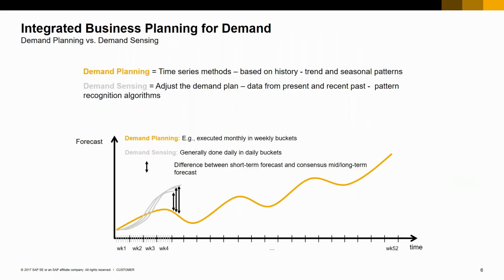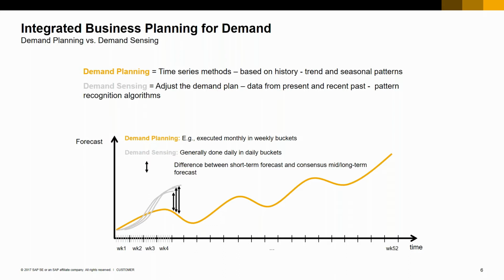If we talk a little bit about the difference between demand planning and demand sensing, really demand planning is more time series methods that we talked about, although we're starting to branch out from that a little bit. You'll see that in the statistical models. It's also based on history, seasonal and trend patterns, those types of things. Demand sensing, we're talking about adjusting that longer-term demand plan and then using very, very recent past data or present data, and we're using pattern recognition algorithms, so a slightly different class of algorithms.